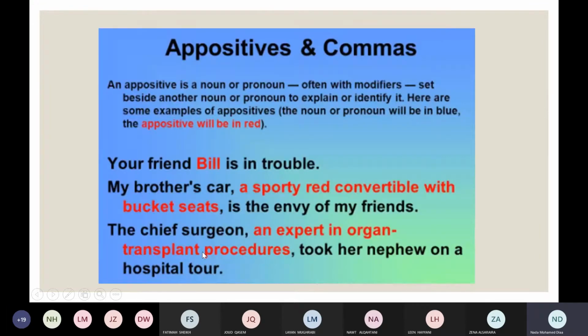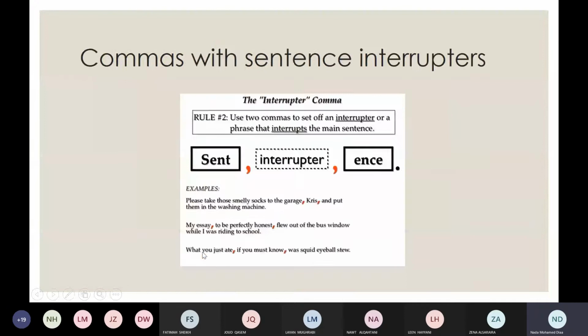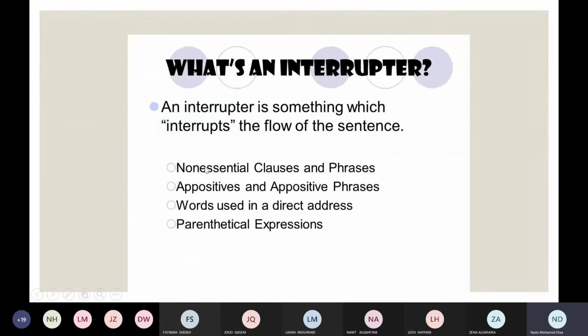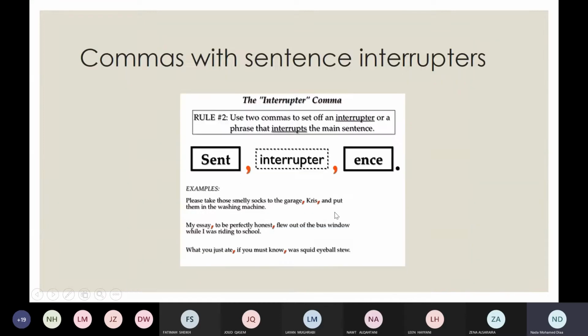So now, if we go back to the beginning, what did we take? The non-essential appositive phrase. In appositive phrases, the non-essential phrase is between two commas. And a comma is also used in direct address, when I call someone by name.